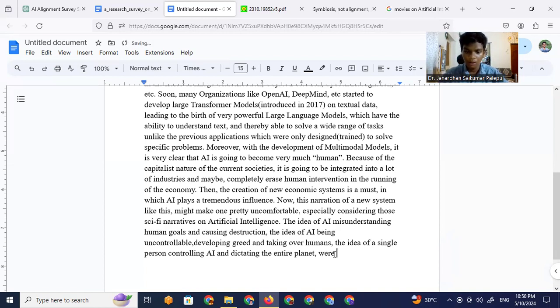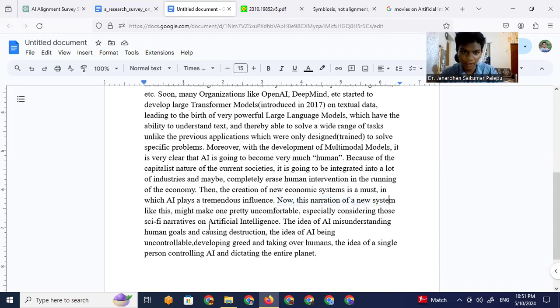Were constantly promoted on a large scale. Or maybe we could end the sentence like this. I don't know if it's grammatical, but let me just read it. Just tell me in the comments if this is grammatical, please.